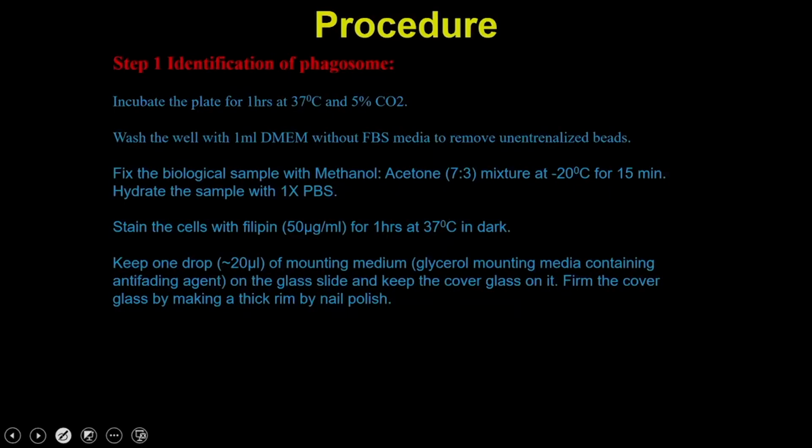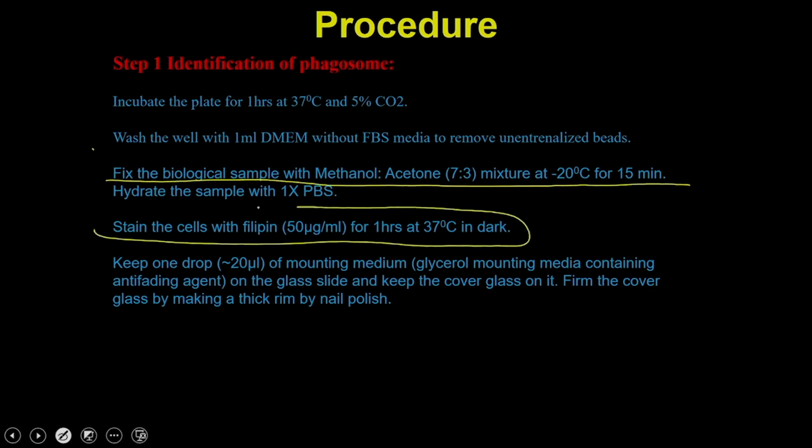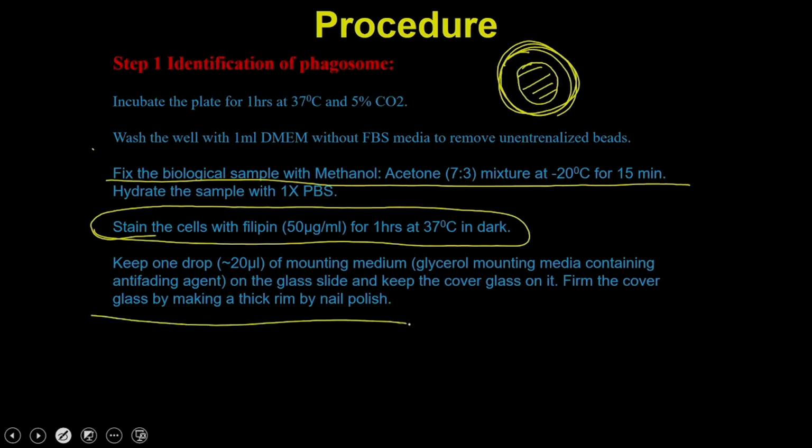Then you wash the cells, and you fix the sample with acetone and stain it. That is going to allow you to identify the phagosomes, because wherever you see an object encircled by a blue fluorescence, that is the phagosome. Then you mount these cells and you are able to identify the phagosomes.